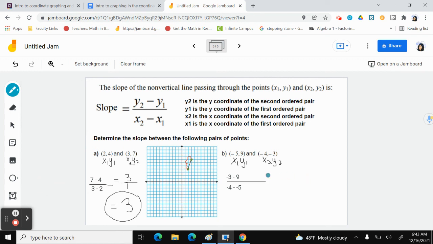So negative 3 minus 9 gives us negative 12. The double negative on the bottom will become a plus. So negative 4 plus 5, that's 1. And again, I could simplify this. This is negative 12. And again, if you were to graph this on a coordinate grid, you should get a line that is moving downwards in the negative direction.